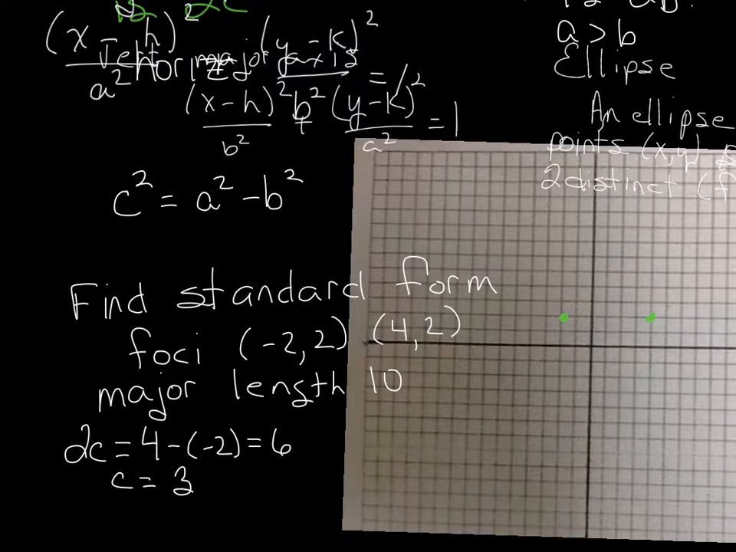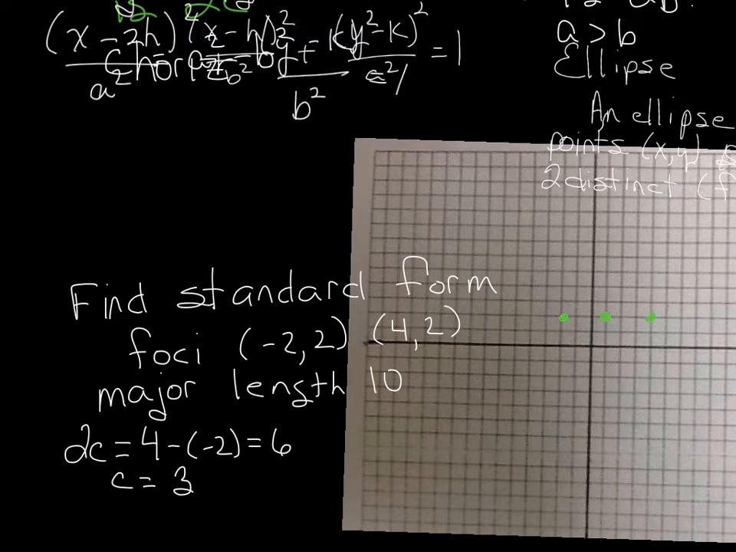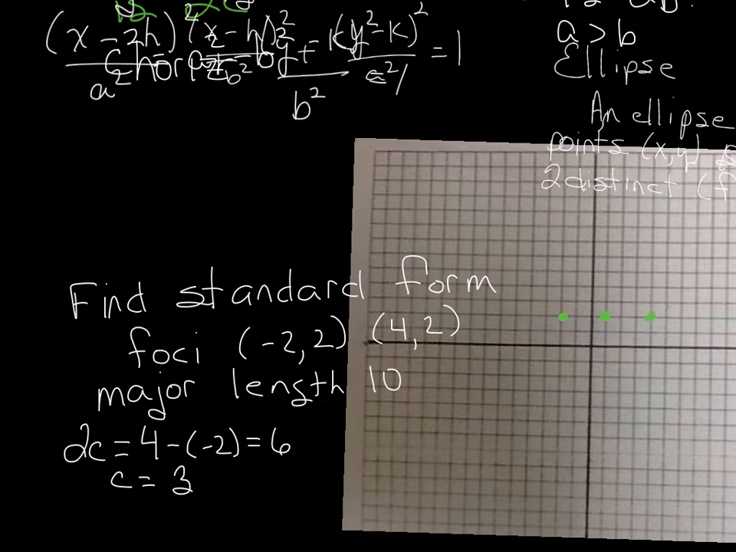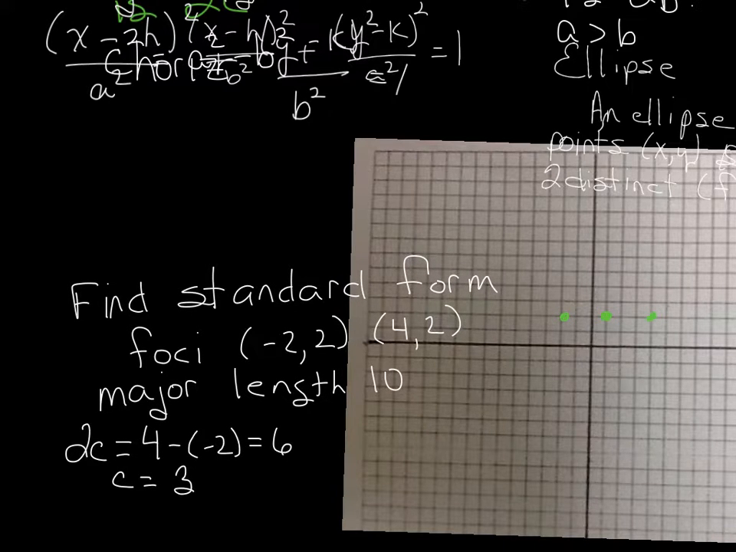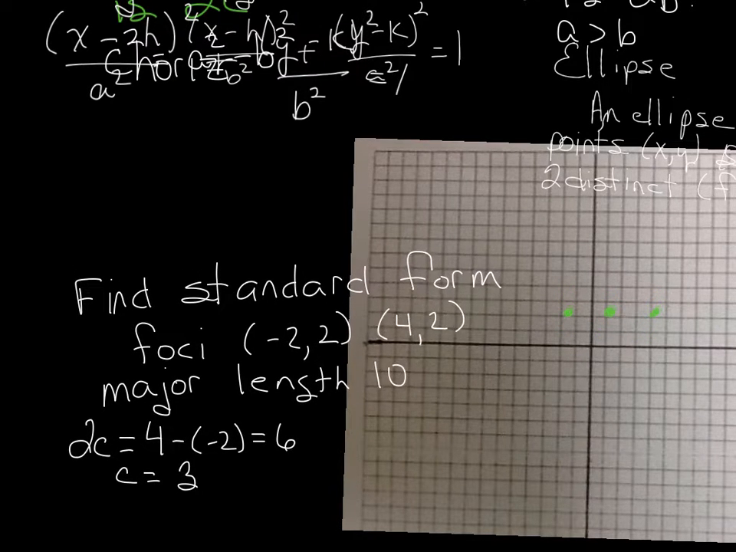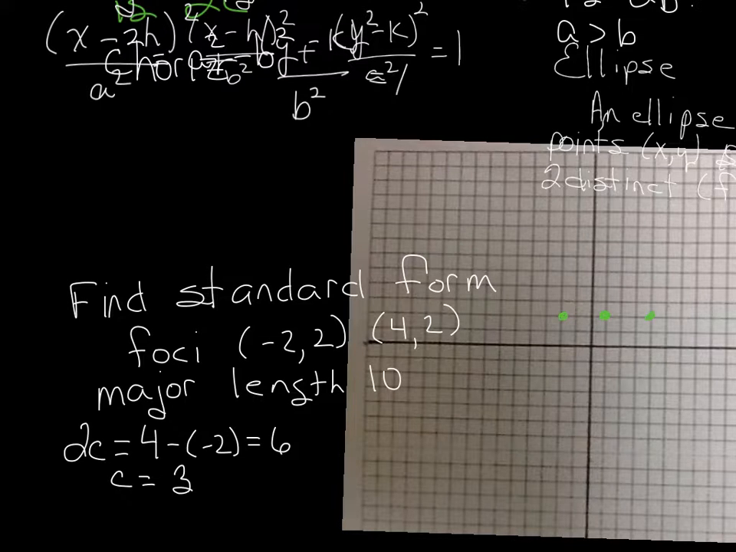If I'm going to find the center, I can either add 3 to the negative 2 or subtract 3 from 4, and my center is right here. So the center is at the point (1, 2).